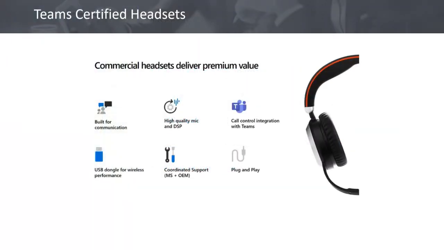Teams certified headsets are built for communication. They have high quality Teams digital signal processor to make sure that your sound quality is the absolute best. And many times they'll even have a button to launch Teams and be fully integrated. You plug them in, they start up, and there's an out-of-box experience where when you plug in a Microsoft Teams certified headset, you get a special set of instructions on how to use your exact headset.